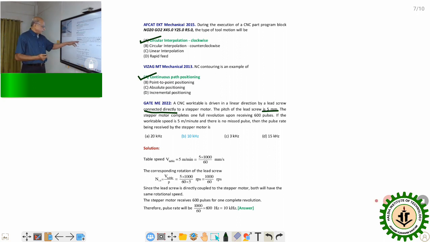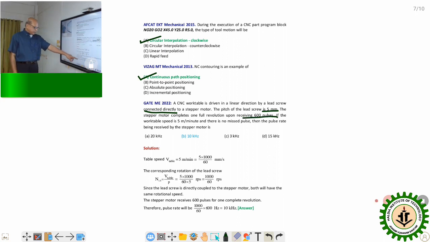If we divide the table speed by the pitch, we will get the revolution of the lead screw per unit time. The table speed is 5 into 1000 by 60 millimeter per second. So the corresponding rotation of the lead screw will be this much. Simply divide V table by P, and you will get 1000 by 60 RPS. As I told, the screw is directly coupled to the stepper motor, so both have the same rotational speed. The stepper motor receives 600 pulses per 1 revolution. It is already told in the problem.